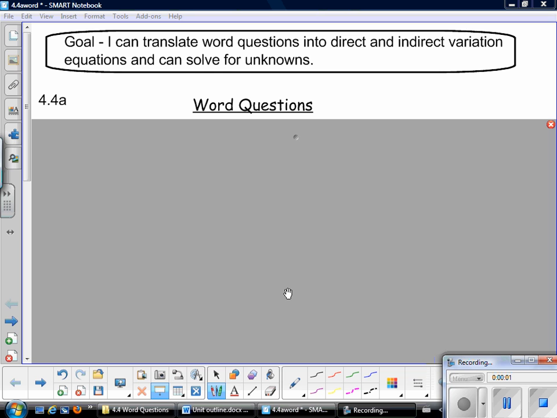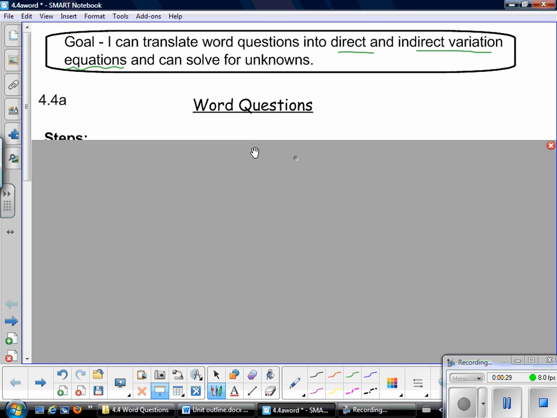Okay, today what we're looking at is word questions. It's a little bit different than our first unit, which you didn't particularly like. So our goal is: I can translate word questions into direct and indirect variation equations, and I can solve for unknowns. We know that we're making direct and indirect variation equations, so we have been doing that. So it's not too much different. It's just focusing a little bit more on word questions.